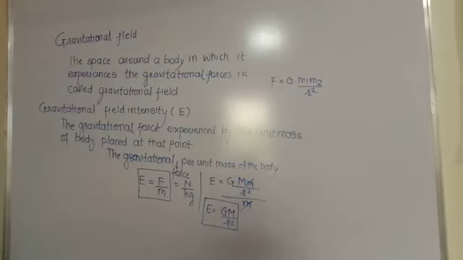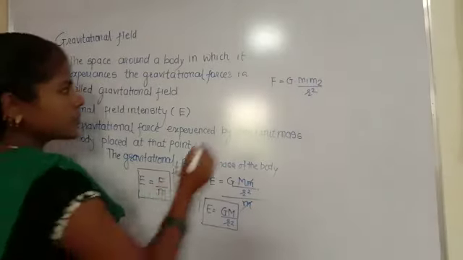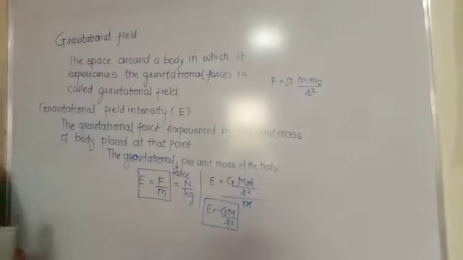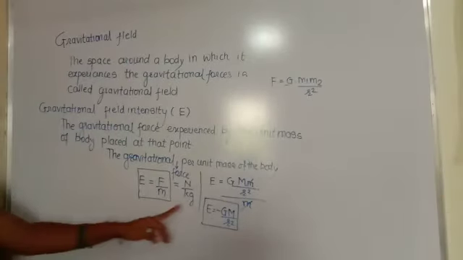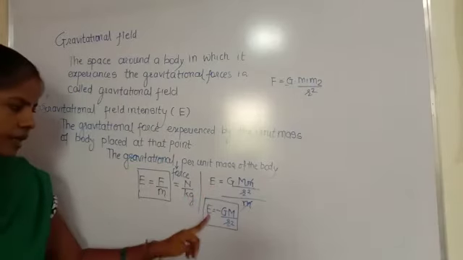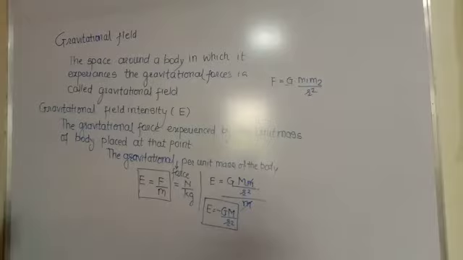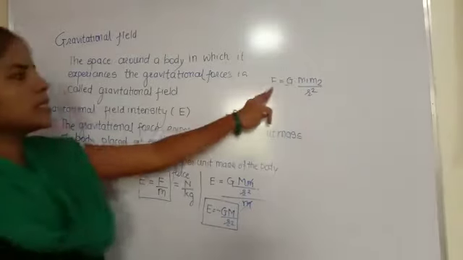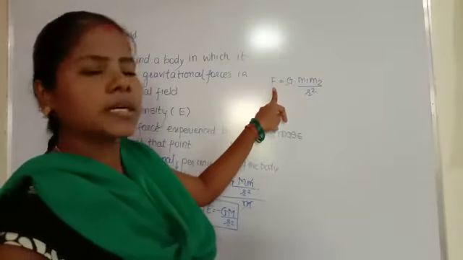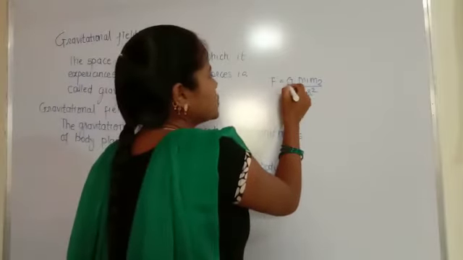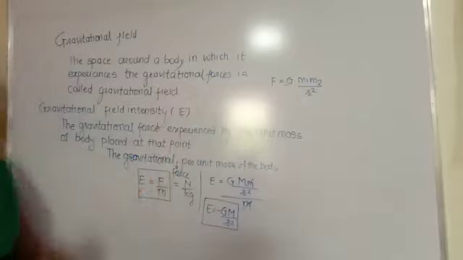So the next definition is the sign. F is equal to minus. Here is a minus sign because this gravitational force is an attractive force. So that's why we take F equal to minus G m1 m2 divided by R square. Means we take a negative sign, because in this case the force is attractive, so that's why we take a minus sign. Means minus G into m1 m2 divided by R square.